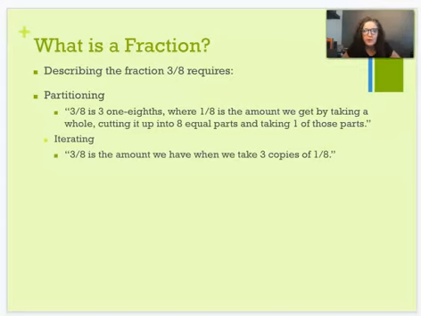So describing a fraction 3/8, you can do 2 different things. You can describe it with partitioning and with iterating. So partitioning says 3/8 is 3 1/8, where 1/8 is the amount we get by cutting up the whole into 8 equal pieces, and taking one of those parts would be 1/8. So if we take 3 of those parts, then it's 3/8. Iterating means we think of it a little bit differently. We think of we have 3 copies of 1/8. So we first partition and then we iterate. Okay?